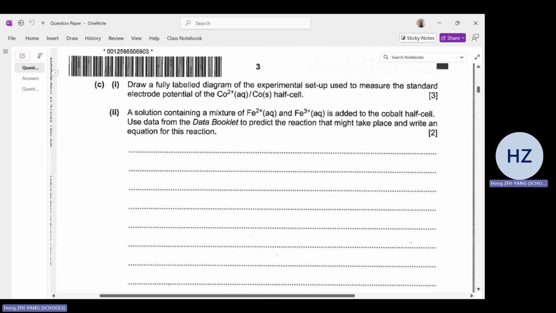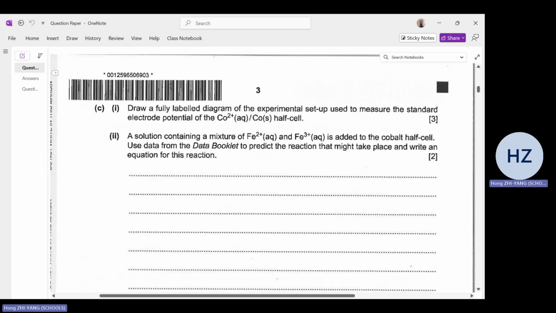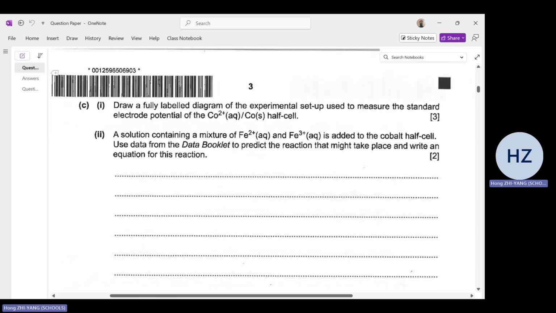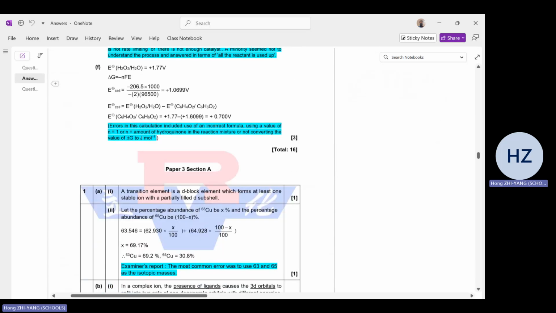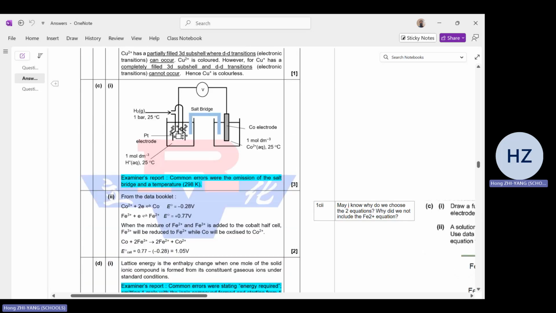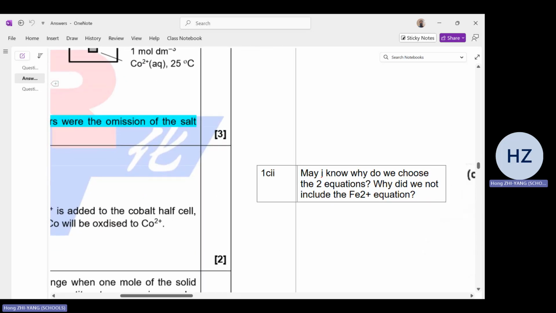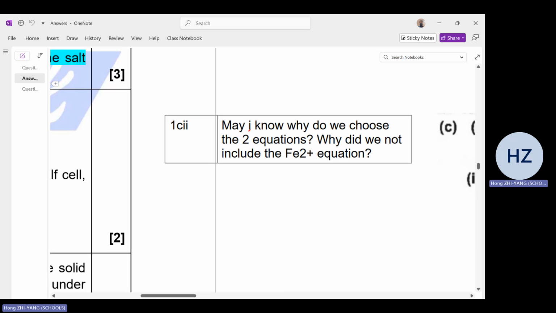Okay, so yes, you're here. All right, everybody, let's look at question 1C, part 1. Draw a fully labeled diagram to measure the standard electric potential of the cobalt 2 plus cobalt half cell. And part 2, we are going to do a solution containing Fe2 plus and Fe3 plus added. I planted the question to the part already. This is the time where I want you all to try and answer on my behalf. Try out and see whether you can answer your friend's question.